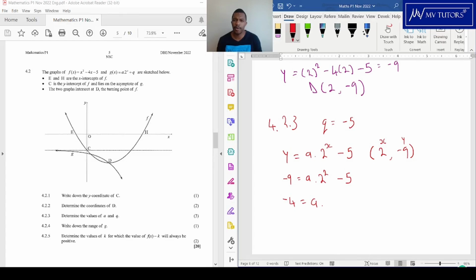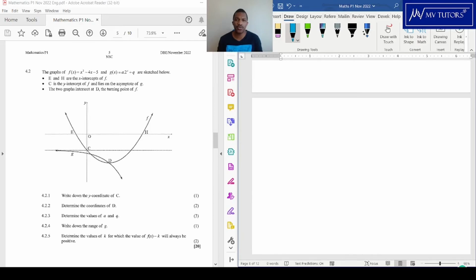And 2 to the power 2, I know that's 4. So continue with gymnastics. I know that a is minus 4 divided by 4, which is minus 1. Okay, so that's the value of a. I got it right there. The value of q, I got it right there. That's all they wanted in the question. Okay, let's look at the next one now, which will be 4.2.4. It says write down the range of g.